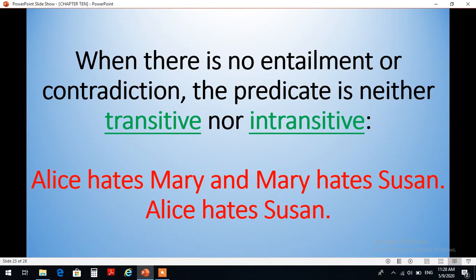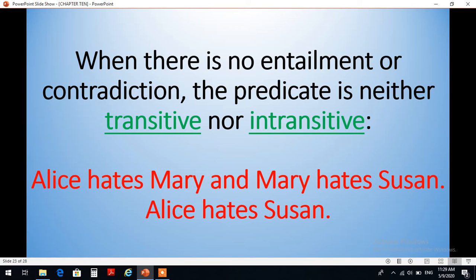When there is no entailment nor contradiction, the predicate is neither transitive nor intransitive. Okay? إذن حين لا يكون هنالك تتابع منطقي ولا يكون هنالك تناقض، okay، في هذه الحالة لن تتوفر خاصية transitivity ولا خاصية intransitivity. سنقول أنها none، لا تمتلك أي من الخاصيتين. For example, if we say Alice hates Mary and Mary hates Susan, this doesn't mean that Alice hates Susan. Why? If Alice hates Mary and Mary hates Susan, it doesn't necessarily follow that Alice hates Susan. Nor does it necessarily also follow that Alice doesn't hate Susan.